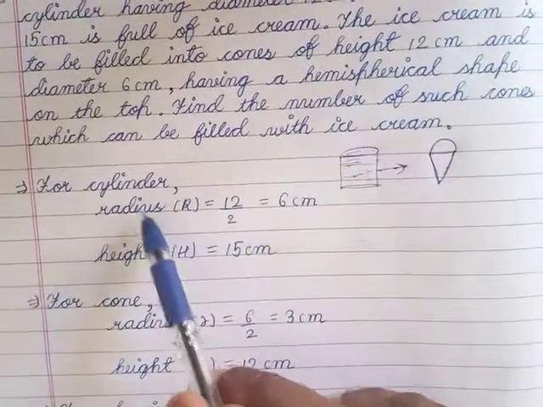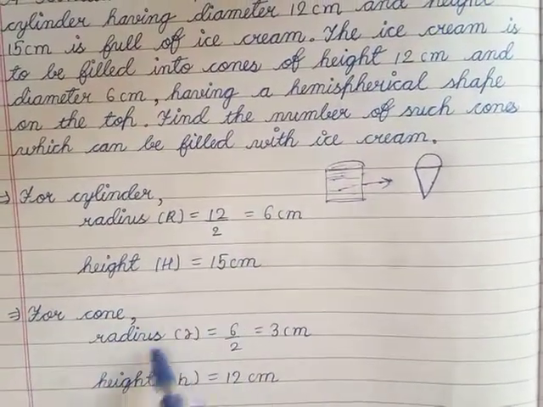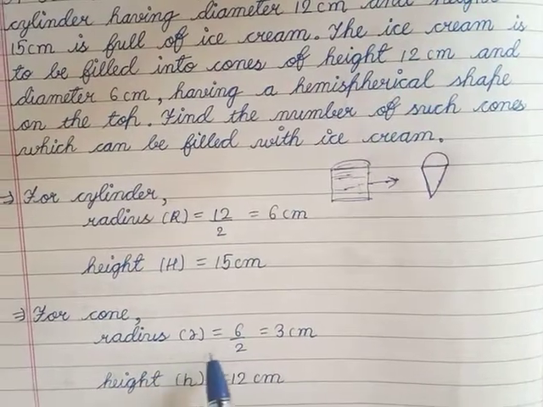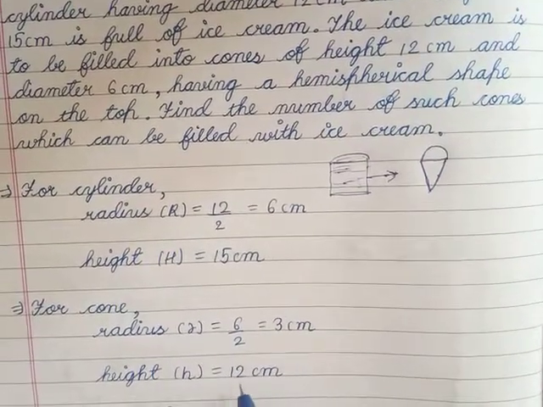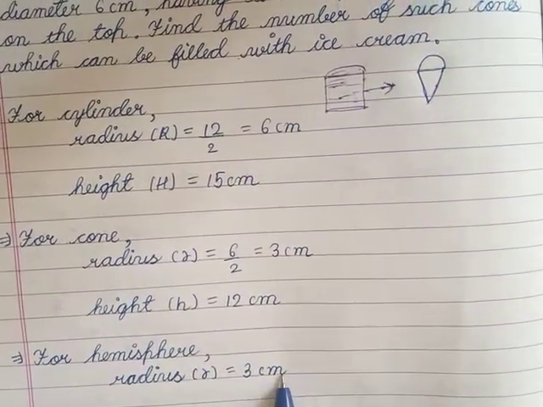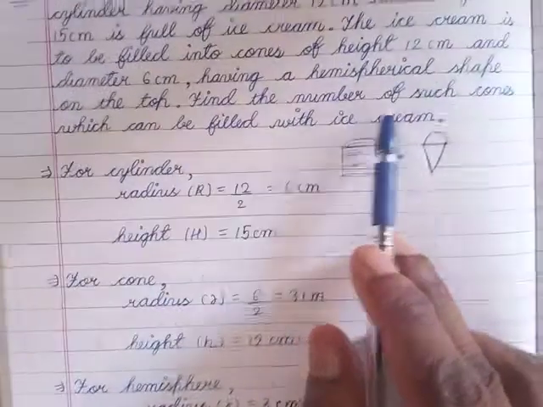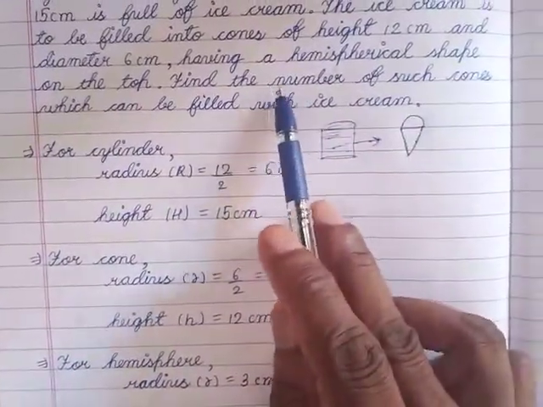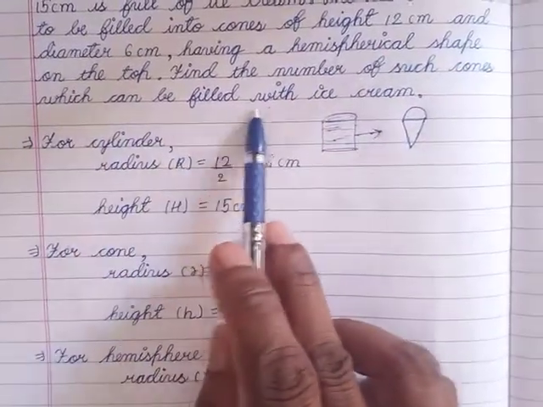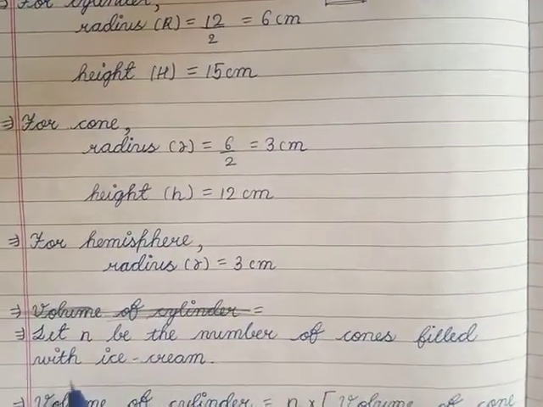So for the cylinder, R is equal to 12 by 2, 6, height h is equal to 15 centimeter. For the cone, radius is 3 centimeter, height is 12 centimeter, and for the hemisphere, R is 3 centimeter. So what do you have to suppose? Let n be the number of such cones filled with the ice cream.